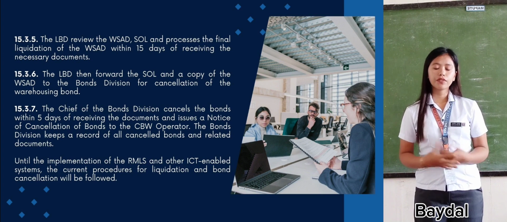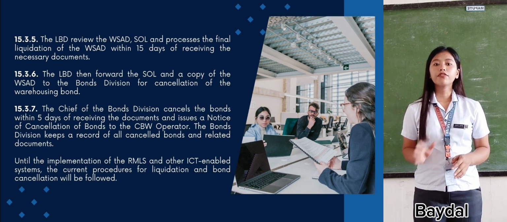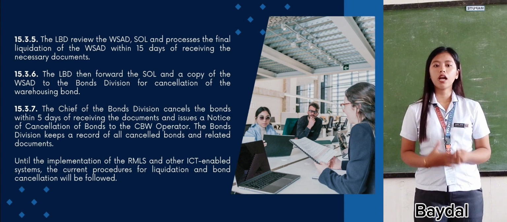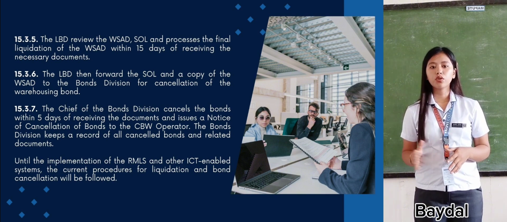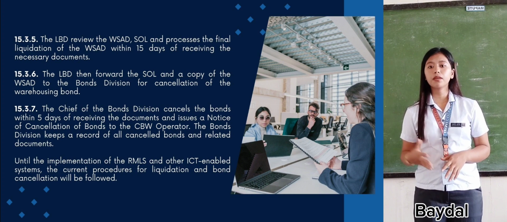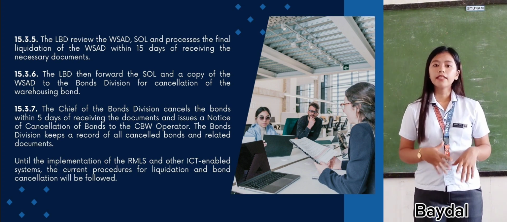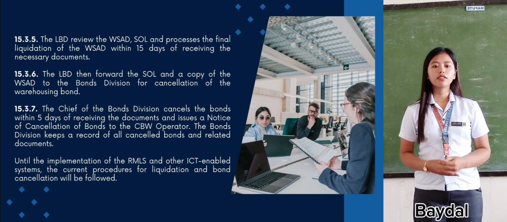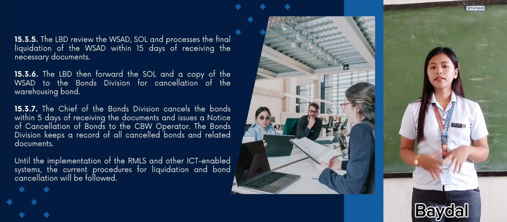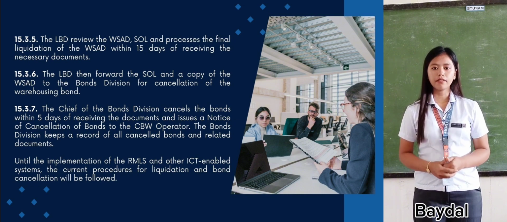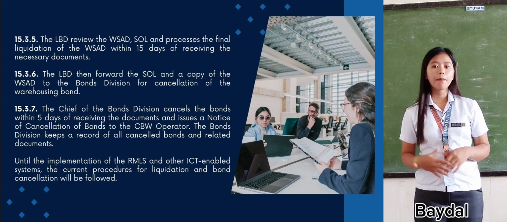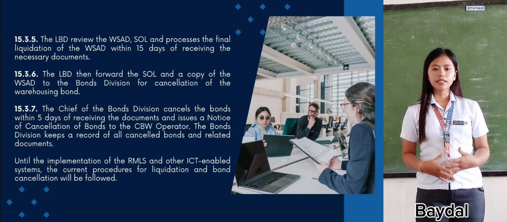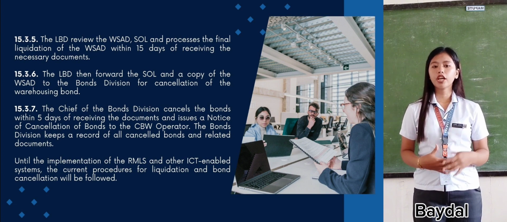In accordance with Section 15, Subsection 3.7, within 5 days from receipt of the documents, ang Chief of Bonds Division shall cancel the corresponding warehousing bonds and issue the notice of cancellation of bonds to the CBW operator. Then, ang Bonds Division ilahang i-keep ang tanang record sa canceled bonds o copies sa corresponding liquidated interest and SOL. So, until the implementation of Raw Materials Liquidation System or RMLS and other ICT-enabled system, the current procedures for liquidation and cancellation will be followed.